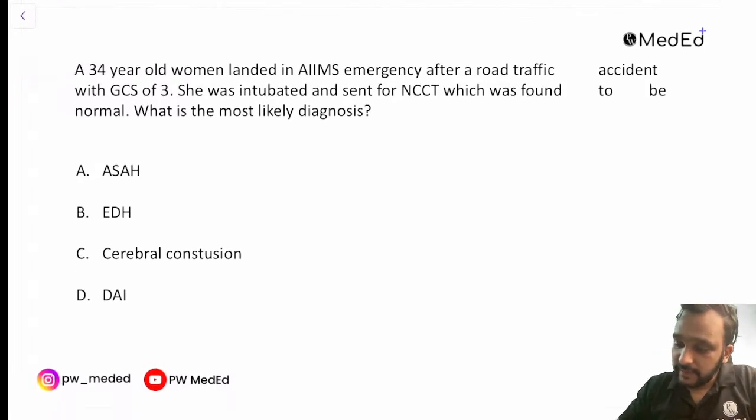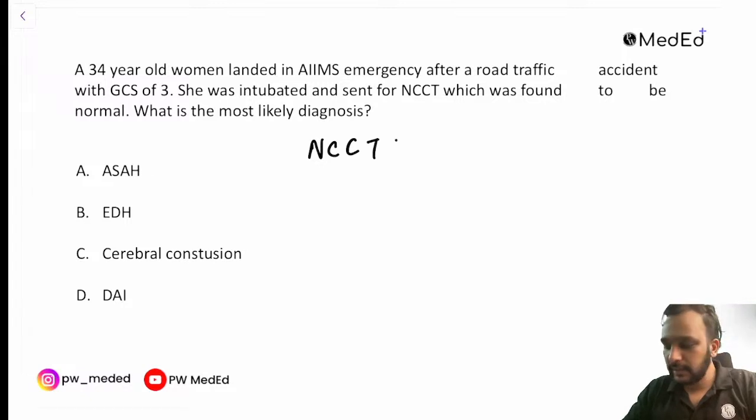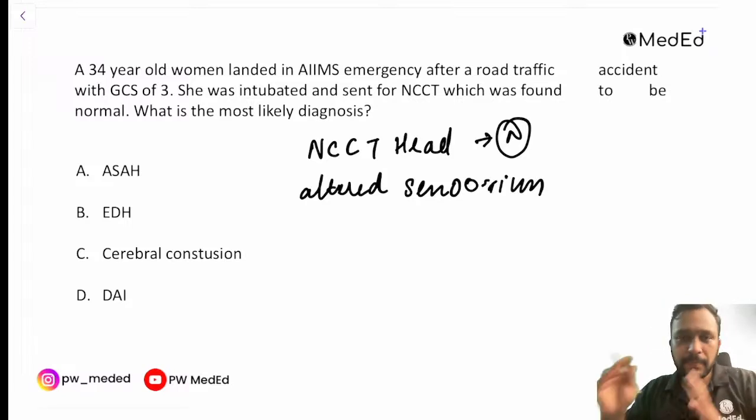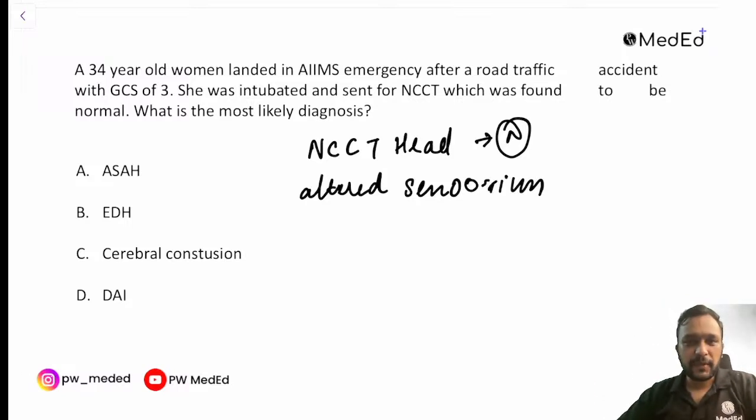What do we have in the history? In the history we have that NCCT head of the patient is perfectly normal, right? The patient is in altered sensorium, and NCCT head of the patient is perfectly normal. So guys, there is one condition.